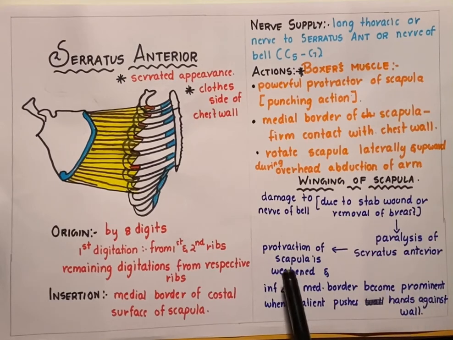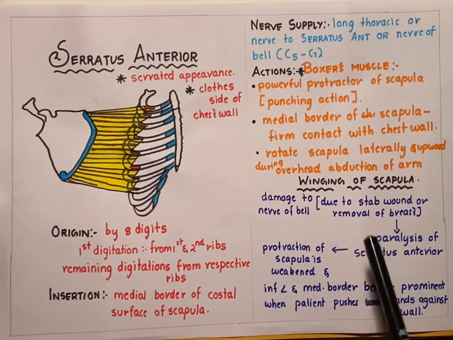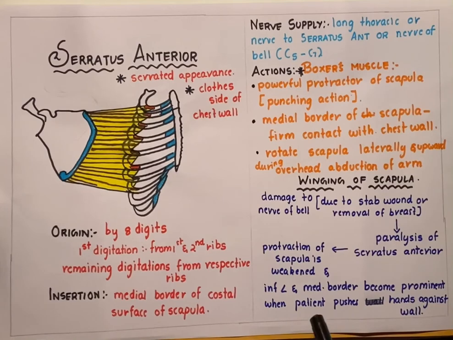As a result, the protraction of scapula is weakened and the inferior angle and medial border of the scapula become more prominent when the patient pushes his or her hands against the wall. This is known as the winging of scapula.